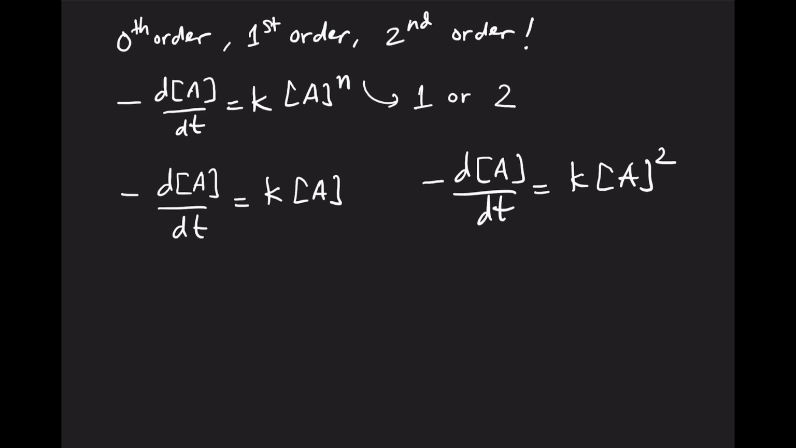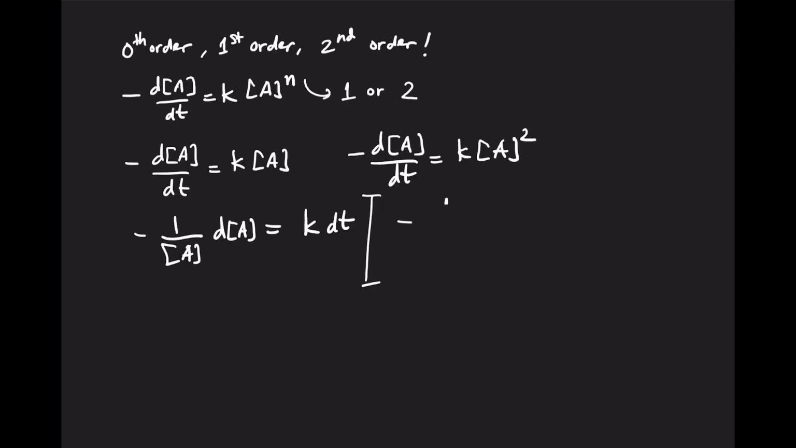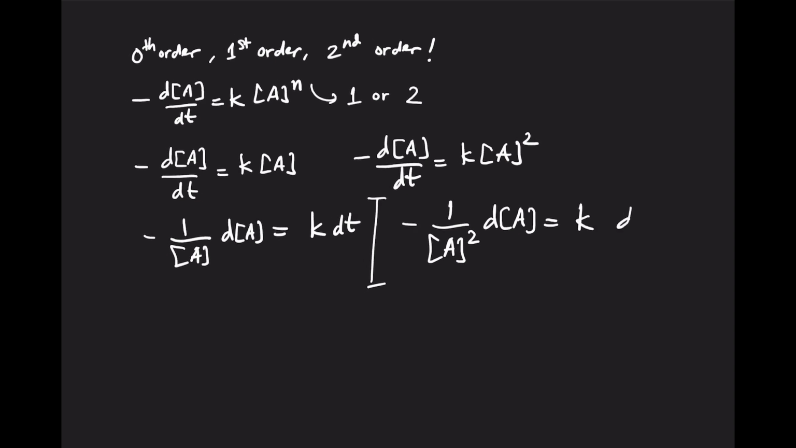Let me rewrite that. So in this case, it's minus 1 over A dA equal to k dt, for the first order. For the second order, let's write down this first: minus 1 over A squared dA equal to k dt. So you have to integrate it here.